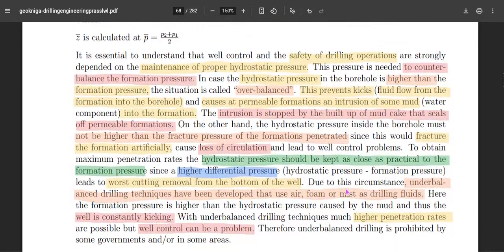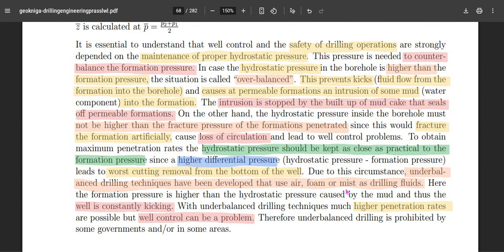So this paragraph is a very important paragraph. We can go through the concepts one by one. In order to have safe drilling, we need to maintain a particular hydrostatic pressure in such a way that it does not exceed the formation pressure, and also is not very far below the formation pressure. If it is far below the formation pressure, then there is a high chance that a kick will occur. A kick means there will be a flow of formation fluid into the borewell, which eventually causes stability problems and collapse of the borewell.